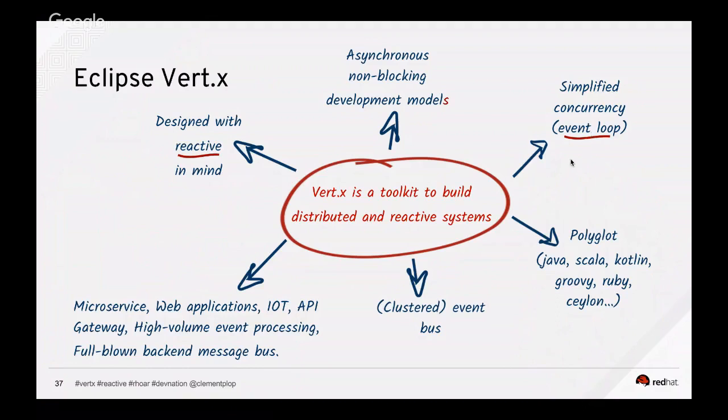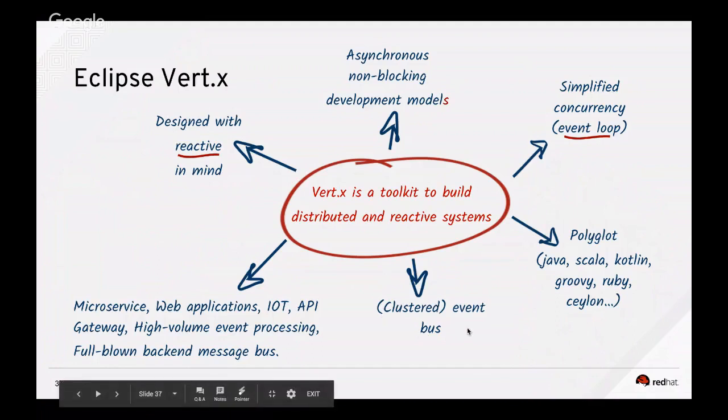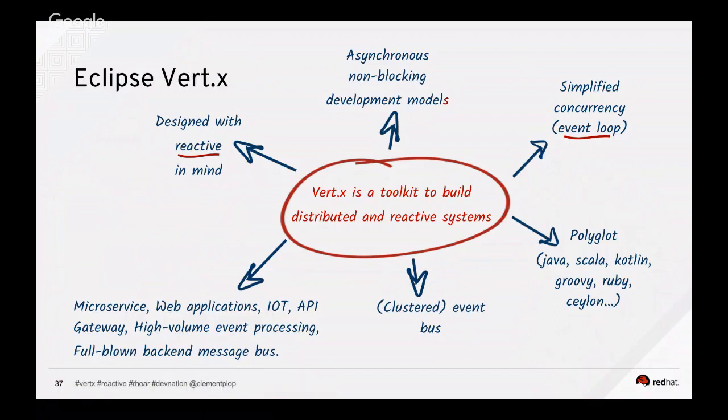We have a simplified concurrency model based on an event loop. So you don't care about concurrency, you don't care about threads. It's going to use a minimum number of threads, and your code is always going to be single threaded. But as you are non-blocking, it's not a big deal. It's going to work. And it has a cluster event bus, and we are going to see that it will enable the reactive system part.